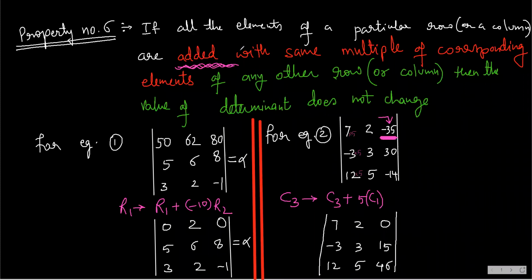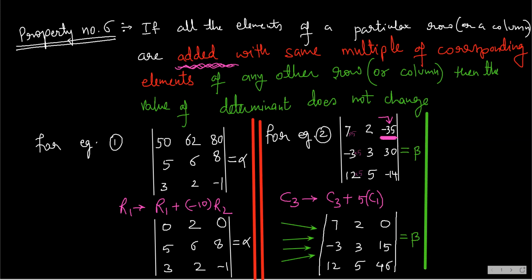See, I can go for one more transformation in the same determinant. Okay, one more thing. I forgot to tell you that if the value of this determinant happens to be, say, beta, then this will still remain beta. The value will not change. Now, in this determinant only, let me apply one more transformation.